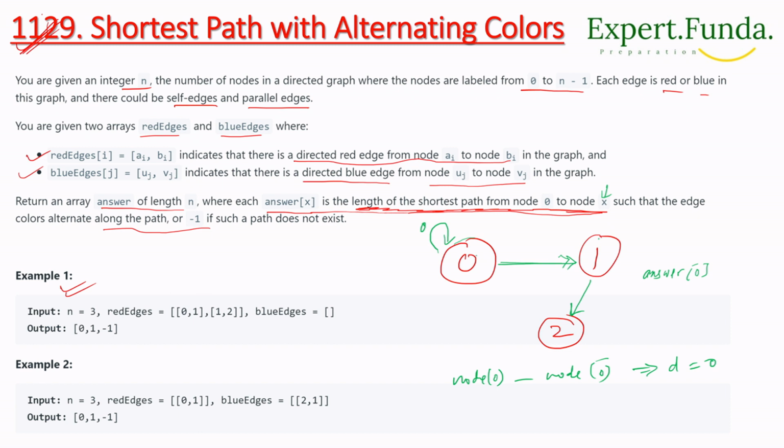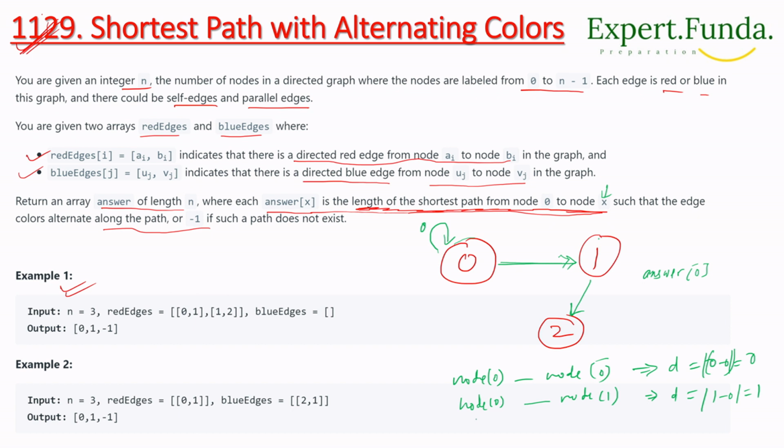Next, if I want to see from 0 to 1: node 0 is 0 only, and if we go to node 1, the distance will be 1, correct? Similarly, if we check the distance between 1 and 2, it will again be 1.